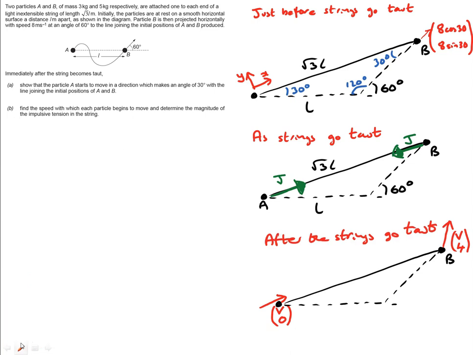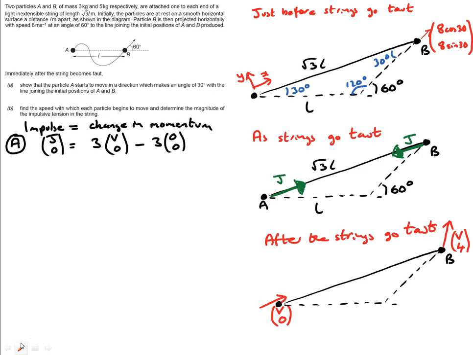Now that we've set those diagrams up, and I think you'll agree that setting those diagrams up has been quite a lengthy process, we can now start applying the mechanical principles, which are going to be impulse equals change in momentum. We first of all apply that to A. A has an impulse of j in the x direction and 0 in the y direction acting on it, equals the final momentum of A, which is the mass of A, 3, times the vector v, 0, take away the initial momentum of A, which is 3 times 0, 0.